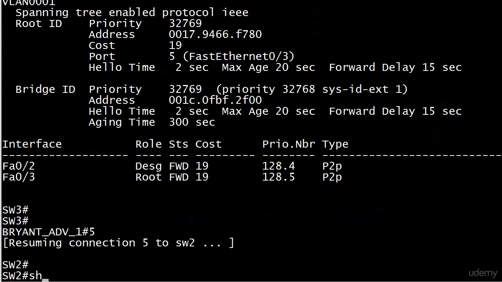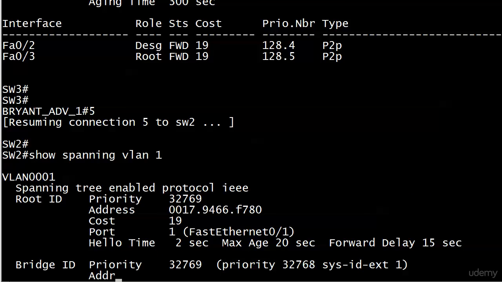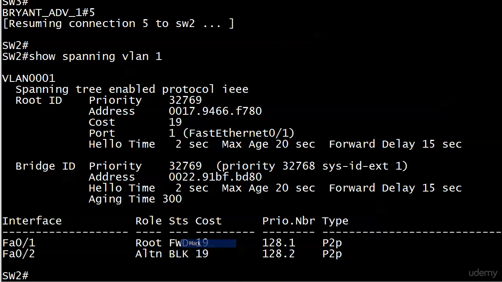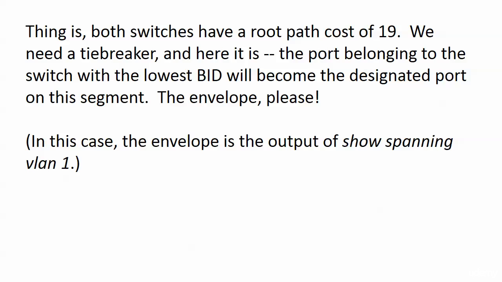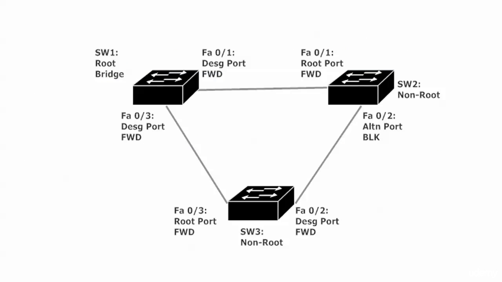If we go back to switch 2, could have done an up arrow there, you can see that indeed fast Ethernet 1 is its root, as we said, and it's in forwarding mode, but the key is fast Ethernet 02 is in alternate role, and that means it's blocking. So the theory absolutely holds up, and we'll go back and take a look at what we end up with. And again, I didn't give you any information here, really. We had to go on the switches and get that information about the bid to determine what the designated port was on the shared segment between 2 and 3, but it's just that simple.